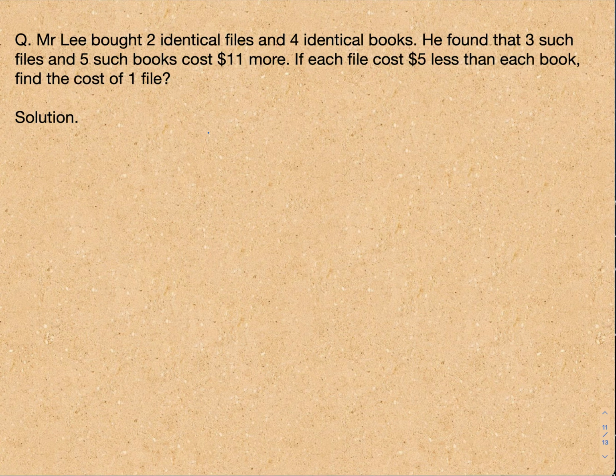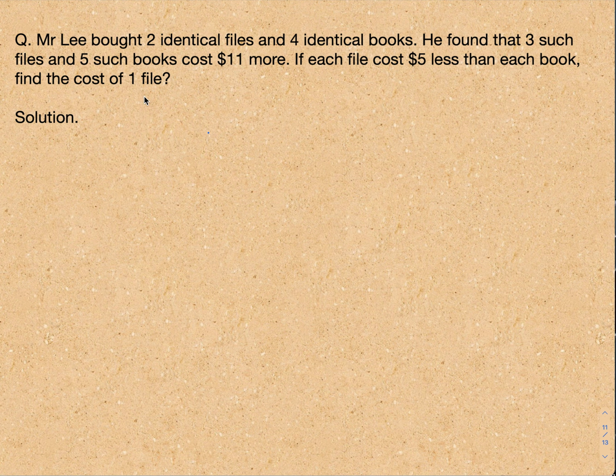So today we are going to solve another interesting word problem on whole numbers. So let's start with reading the question first. Mr. Lee bought 2 identical files and 4 identical books. He found that 3 such files and 5 such books cost $11 more. If each file cost $5 less than each book, find the cost of one file.